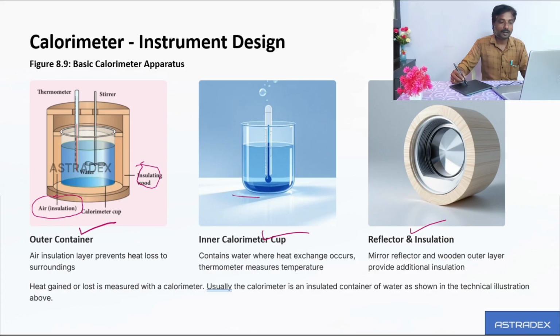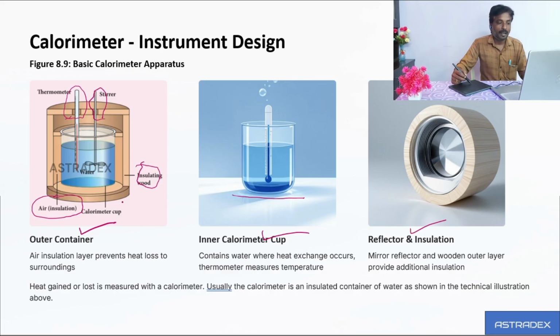This is the calorimeter cup. The calorimeter cup is usually made up of copper, which is inserted inside the air insulation. This whole arrangement will be closed by a lid. The lid is provided with 2 holes. Through one hole a thermometer is inserted, and through the other hole a stirrer is inserted.